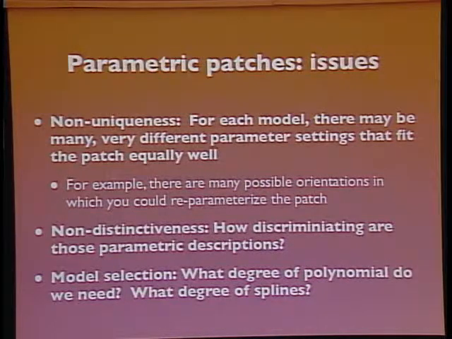Some of the questions here are, well, if you have a polynomial, what degree do you require? What degree of splines do you need? And again, anybody who is a statistician or who is active in statistics is very familiar with this problem. It's called model selection. Basically, if I have a set of data that seems like it should have a curve or a surface going through it, how do I pick the mathematical representation of that surface? And it's a vexing issue in statistics.